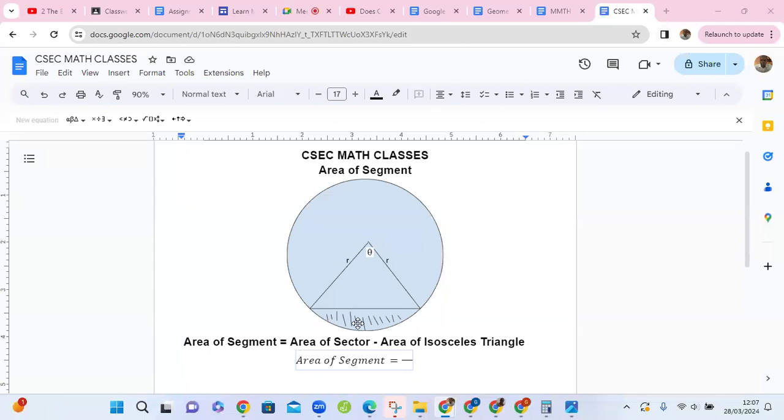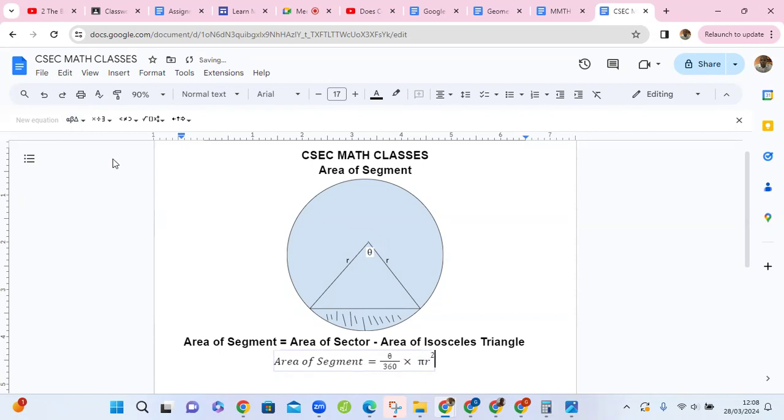So let's continue now. The area of the segment, which is this shape that is shaded here, is the area of the sector, which is shaped like this slice of pizza. The area of the sector, we said, is theta over 360. Theta is a Greek symbol, over 360, the total angle of a circle, times the area of a circle, because the sector is a fraction of the circle. So theta over 360 times pi, another Greek symbol, times r squared.